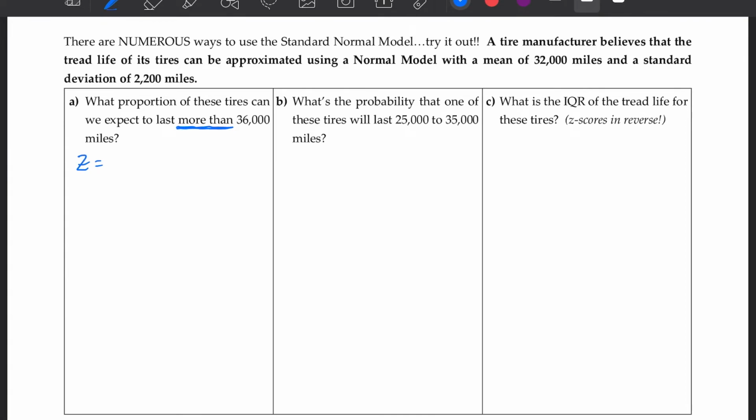Moving on to part B. Here, we have two different values. We want to know the probability that a tire lasts between these two. Since we have two values, we probably want to calculate two different z-scores. We'll call them z1 and z2. You can call them really whatever subscripts you want. Then you're going to go into the normal table and do two searches in your z-score table, and think about how you are going to use these values to figure out this in-betweenness. We want to know the probability of falling between these two.